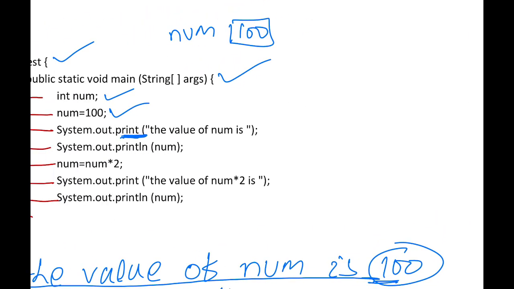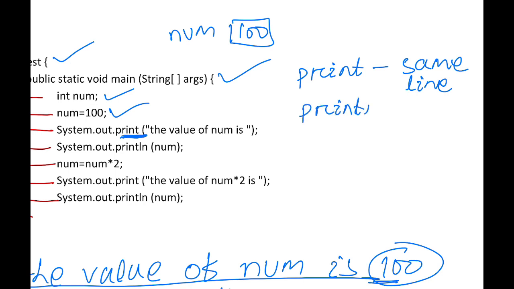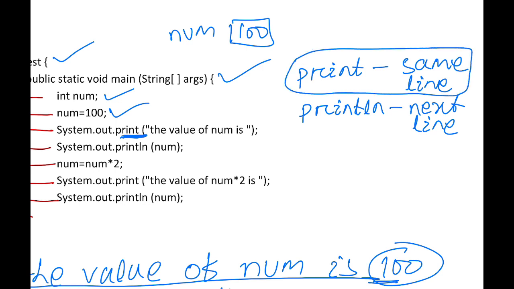So I am writing here, in print it is same line, the next output, in println the next output is in next line. Okay.